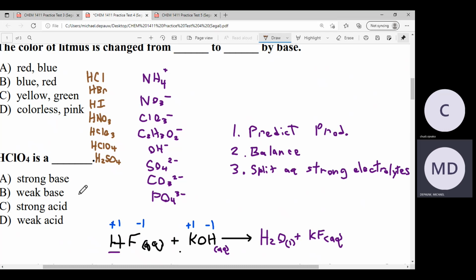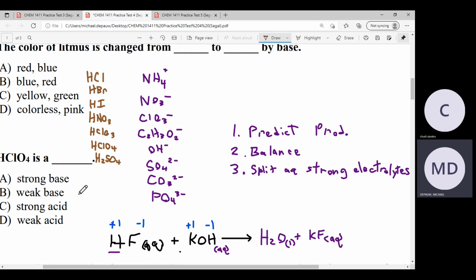So you do have to know those. Only strong acids are strong electrolytes. Anything that's not a strong acid is not a strong electrolyte. It's going to be a weak electrolyte. So in this case, HF is a weak electrolyte. It's not one of the strong electrolytes. So therefore, it does not split up.